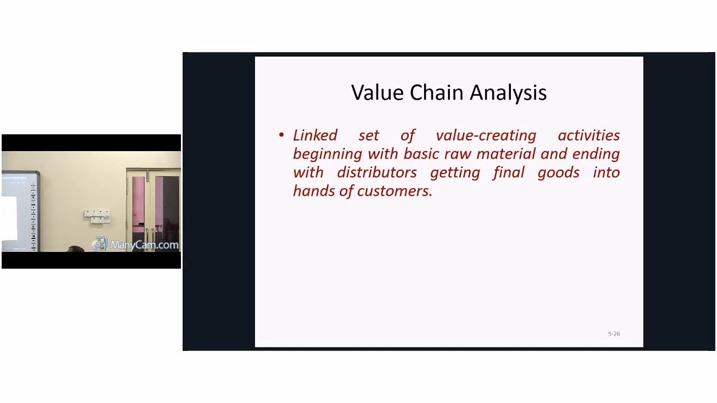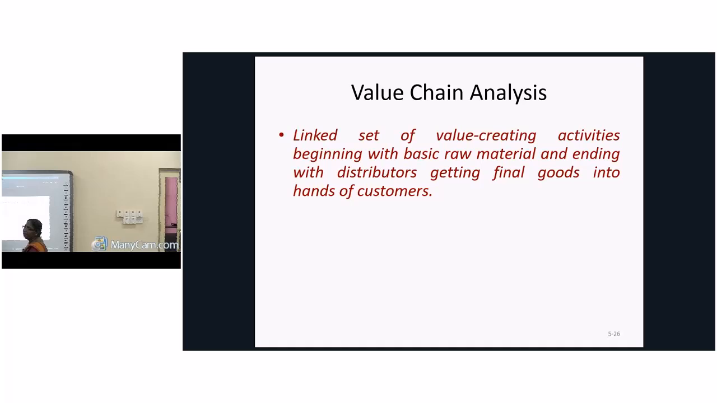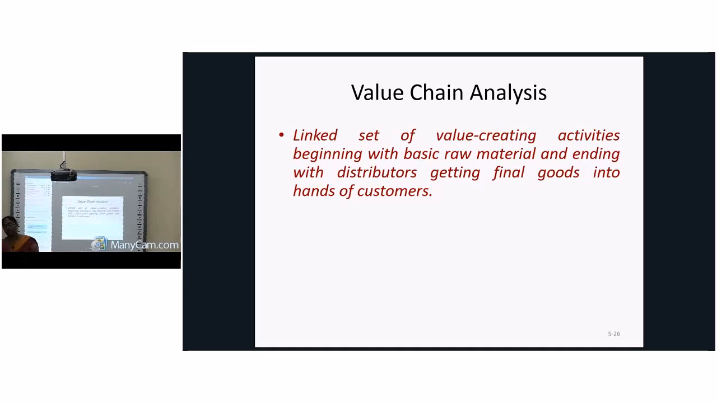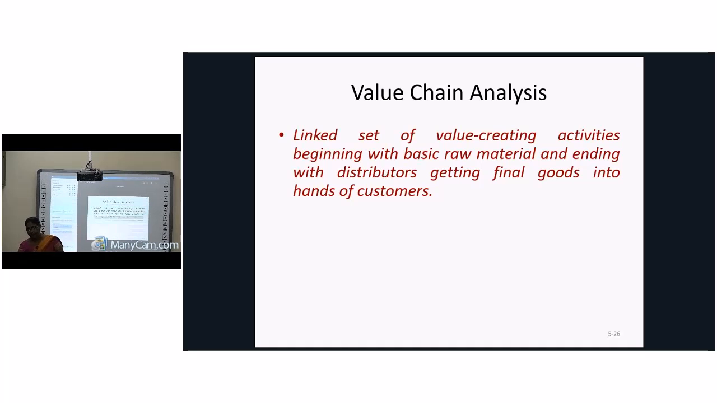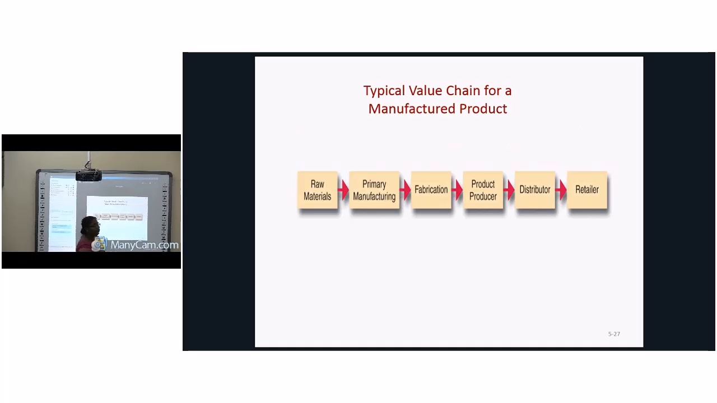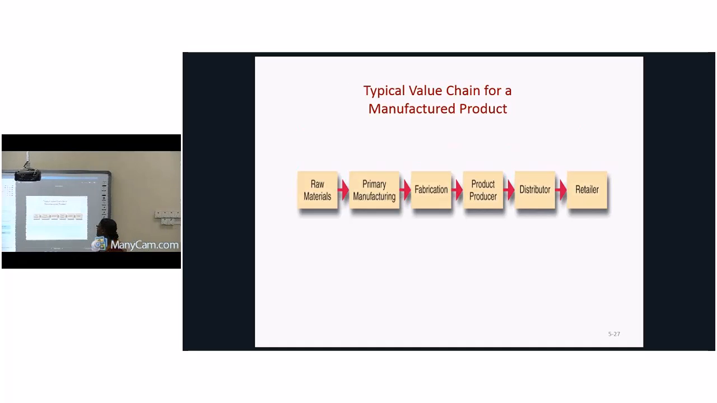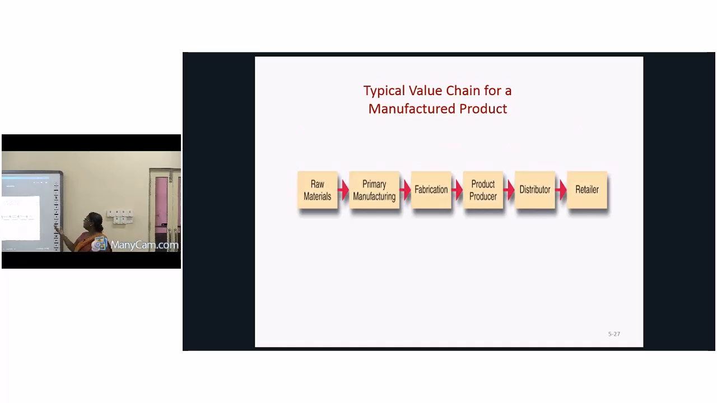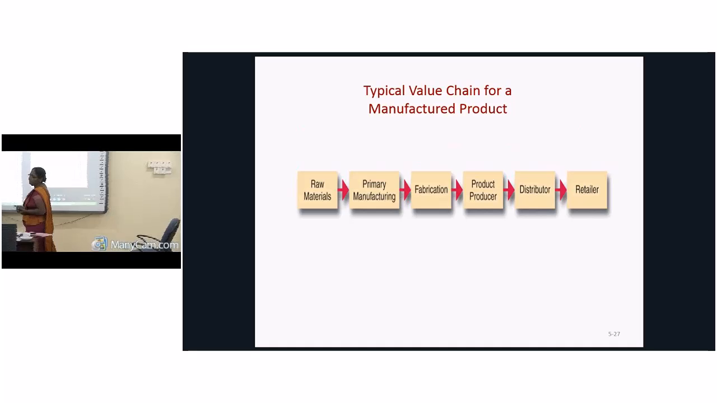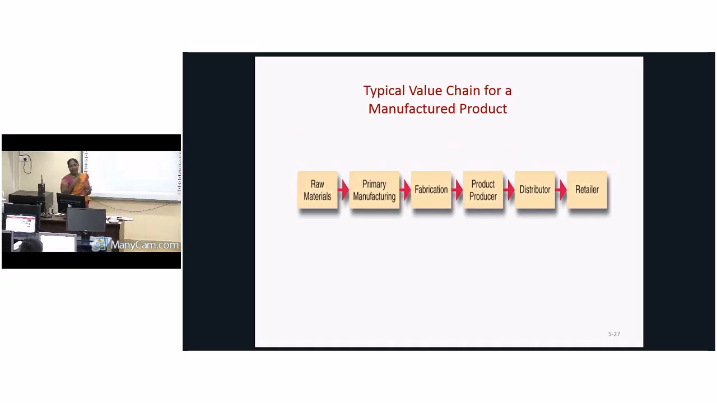Others have different value activities performed by different strategic business units, or sometimes by other companies. So this is a typical value chain. If I explain, it starts with raw material, primary manufacturing, fabricating, product producer, distributor, reseller. So this is the typical value chain. At each value activity, it adds some value to the product. That is why it is called a value chain, value adding activities.